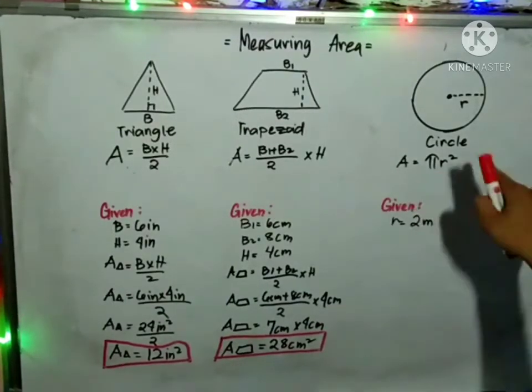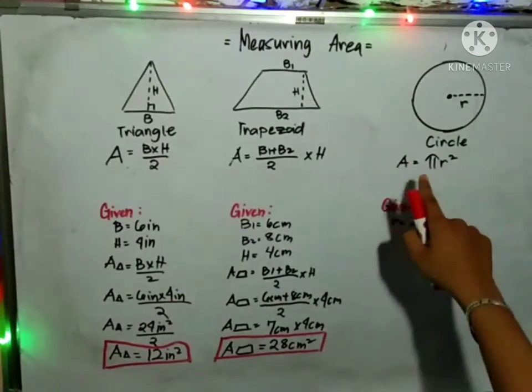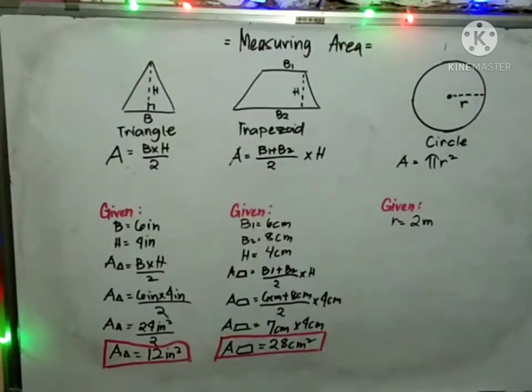Kasi radius yung ating formula, yung given. Hindi naman dyan nakalagay na pi d squared. So yung d, kailangan muna natin i-divide yung diameter sa 2 para makuha natin yung radius, para ma-solve natin yung area ng circle. Madali lang naman kunin ang radius, i-divide mo lang yung diameter sa 2. Pagka-divide mo lang diameter sa 2, radius na yun. Okay po. Now, solve na natin.